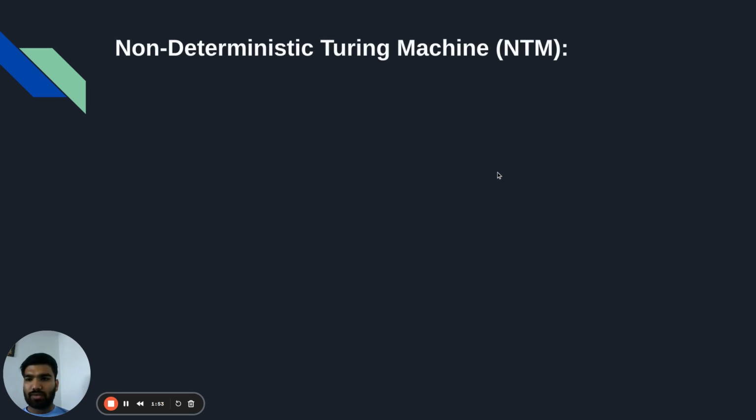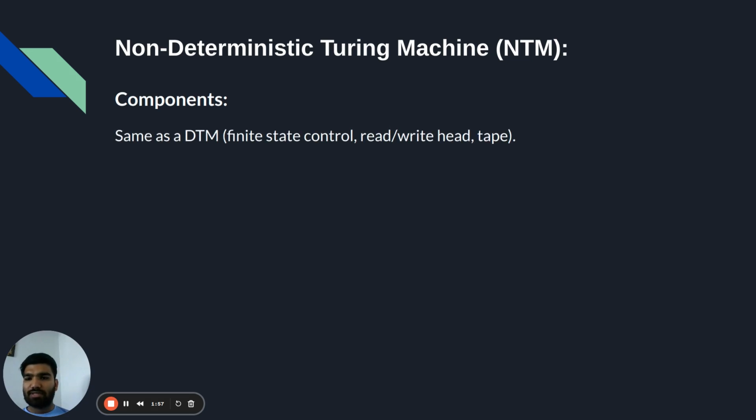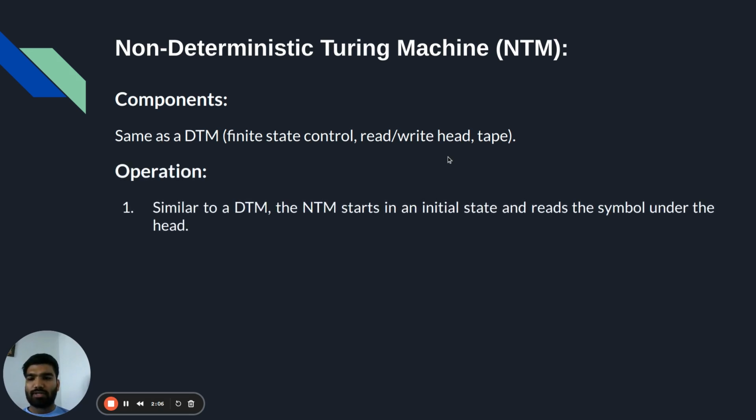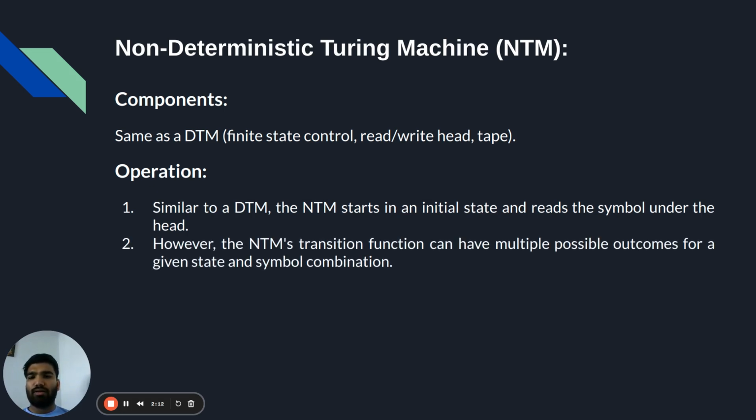Now let's understand NTM. NTM stands for non-deterministic Turing machine. So its components are the same as DTM: a finite state control, read write head and the tape. And the operations performed in NTM are first similar to DTM. The NTM starts in an initial state and reads the symbol under the head. Then the NTM transition function can have multiple possible outcomes for a given state and symbol combination.